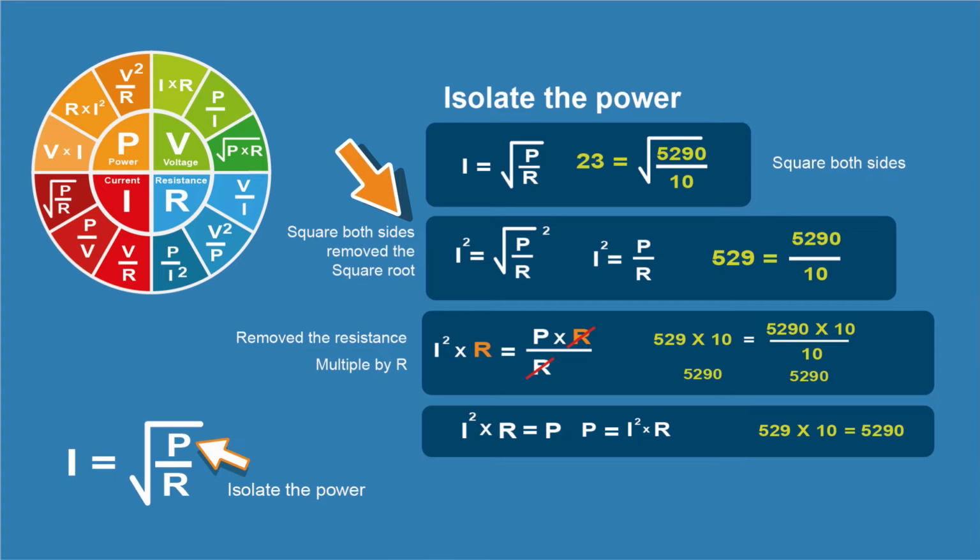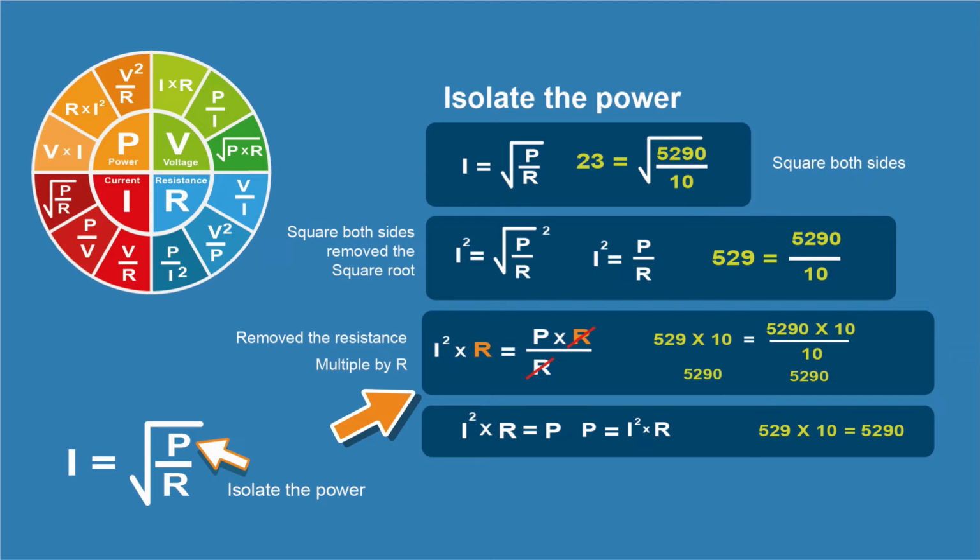Now we wanted to get power by itself, didn't we? So to get rid of this R on the bottom, what we need to do is times it. Opposite of division is multiplication. So we'll times by R on the right hand side. On the left hand side, to balance it, we need to times by R as well. Right hand side, the R's cancel out. And we're left with the formula I squared times R equals P. And you can see the maths all work out. 529, I squared, times 10 resistance equals the power, 5290.